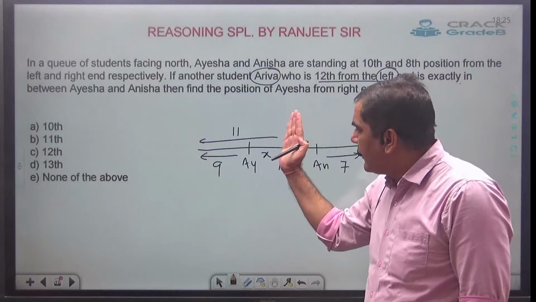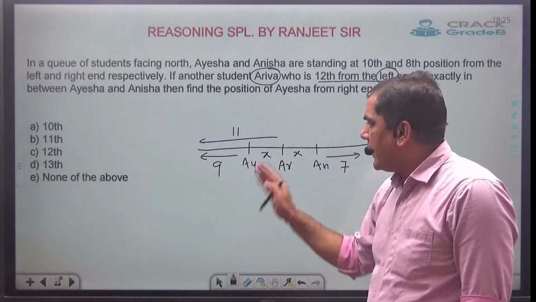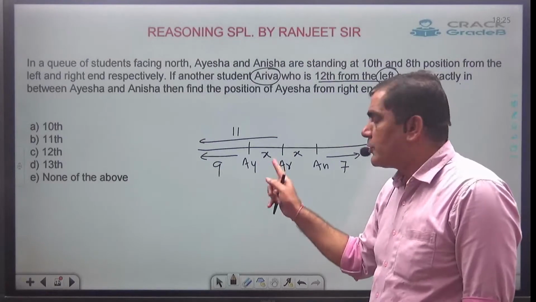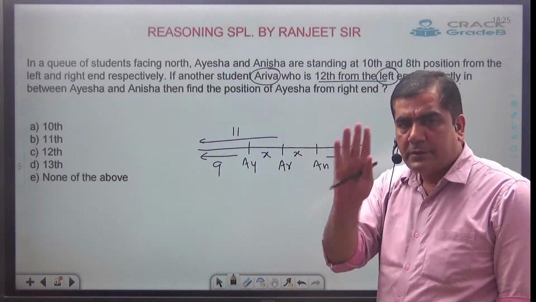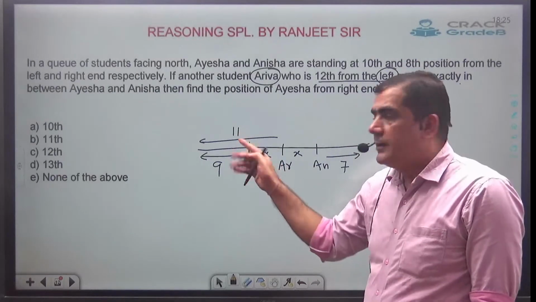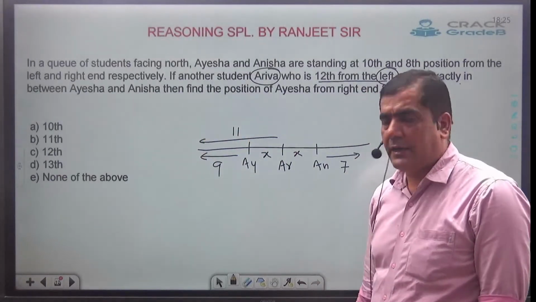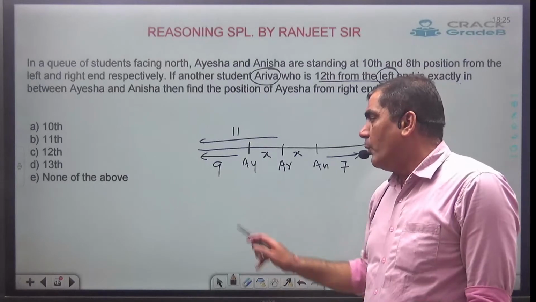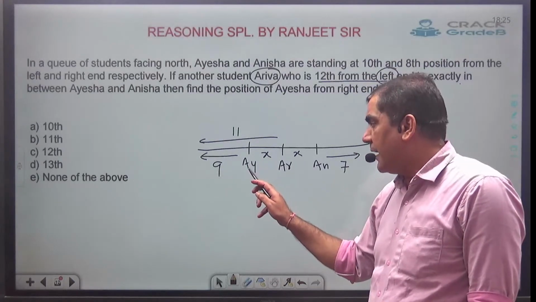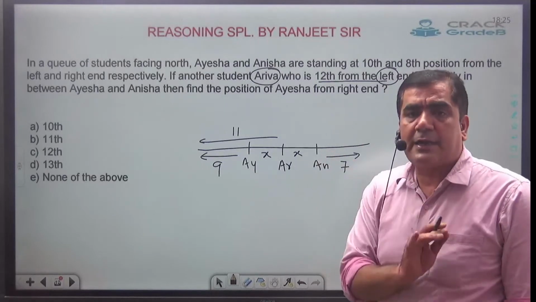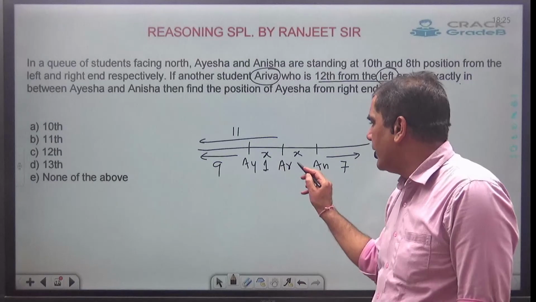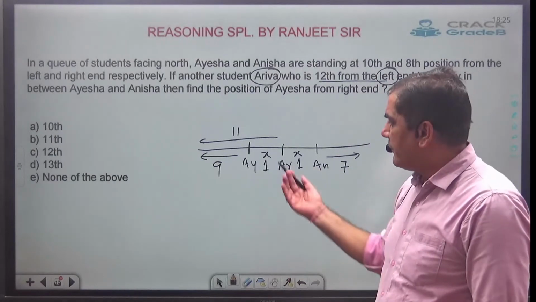Just see, to the left of Ariva there are 11. And out of 11, 9 has come over here and Aisha has come over here. So 10 has come, so the only person left is 1. I repeat once again. To the left of Ariva, there must be 11. Now, out of this 11, 9 has come over here and 1 is Aisha. So altogether 10 has come out of 11, so the remaining person is 1. So 1 should be over here and 1 should be over here. So I got the value of x as 1.